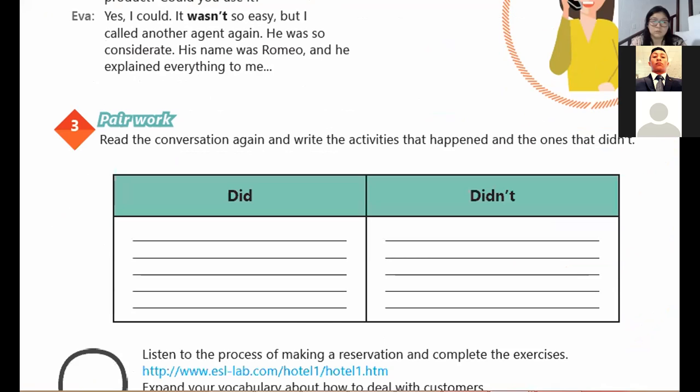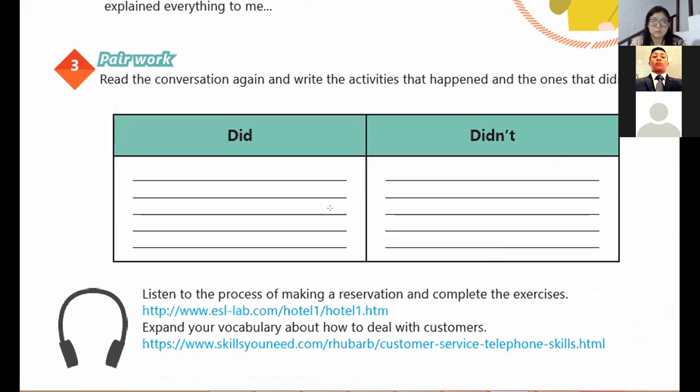In activity number three, let's look at these two columns. We have the column of did and the column of didn't. It means that we have to read the conversation again and write the activities that happened and the ones that didn't happen, okay? So let's read the conversation.